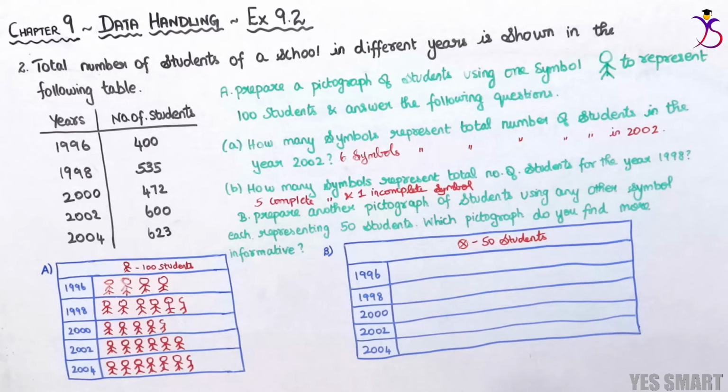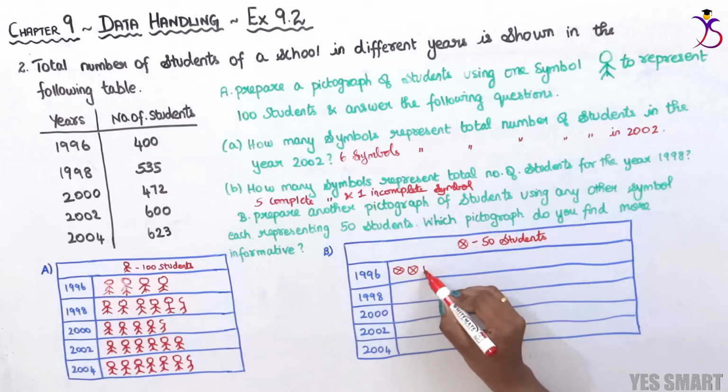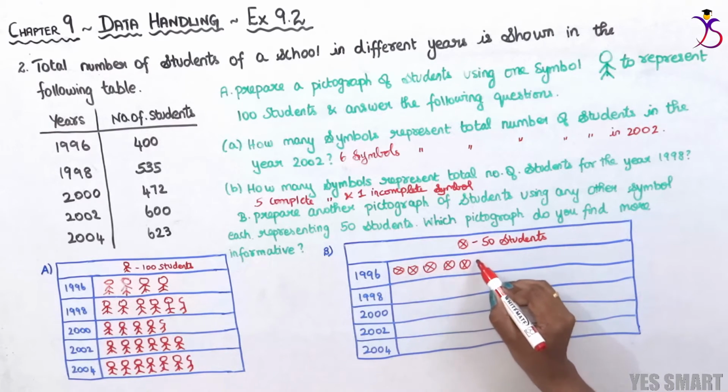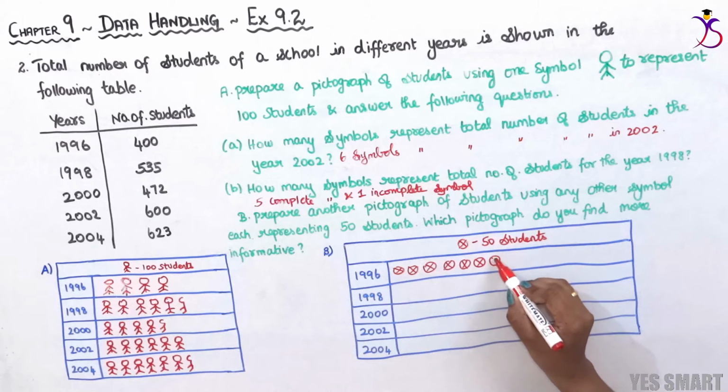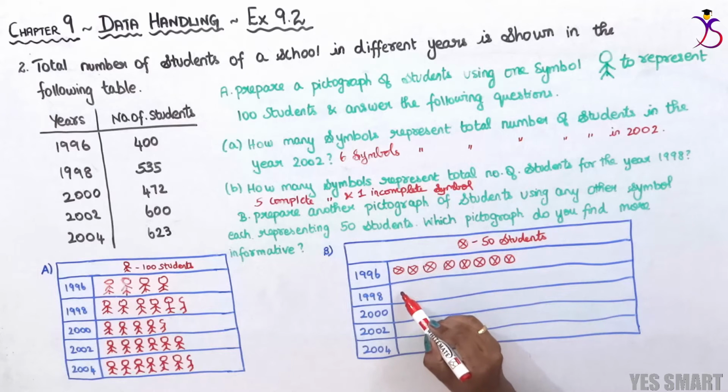students. Also, the next part of the question is, which pictograph do you find more informative? We need to say which pictograph is more informative for us. For 1996, there are 400 students. 400 divided by 50 is 8. So we are supposed to draw 8 symbols. That is 50, 100, 150, 200, 250, 300, 350, 400. For 1998, we have 535.